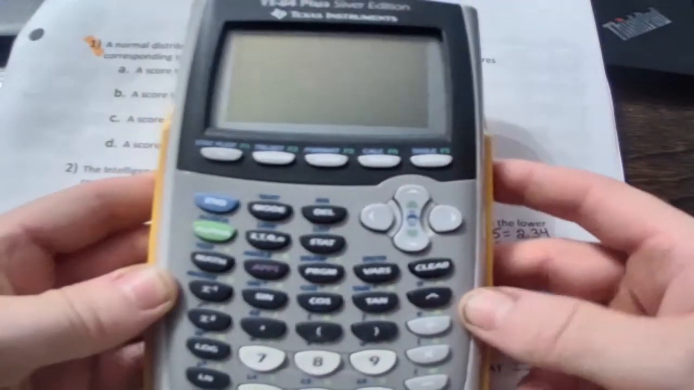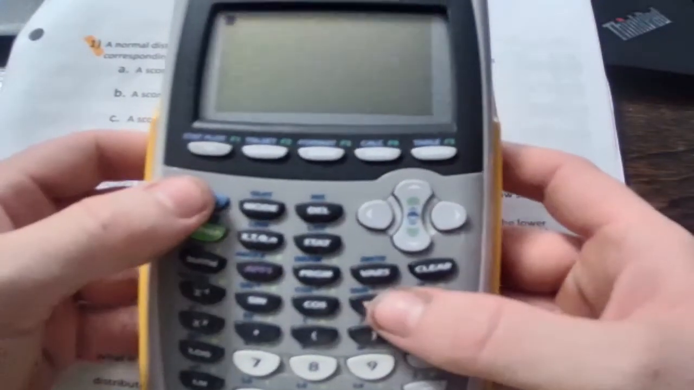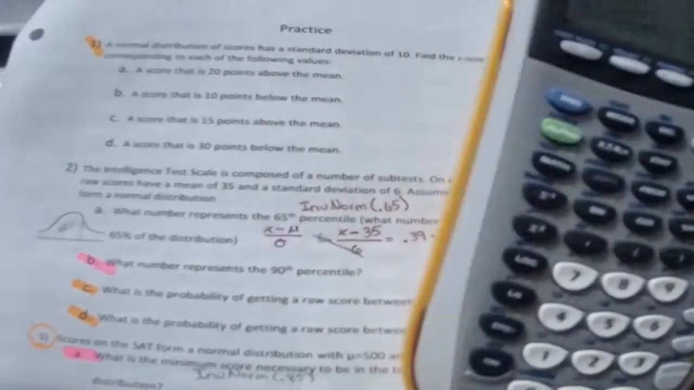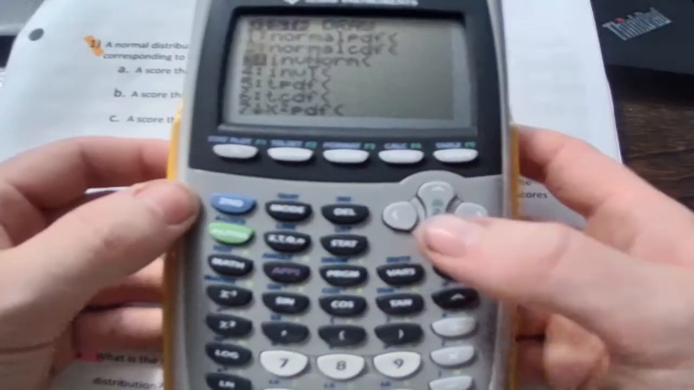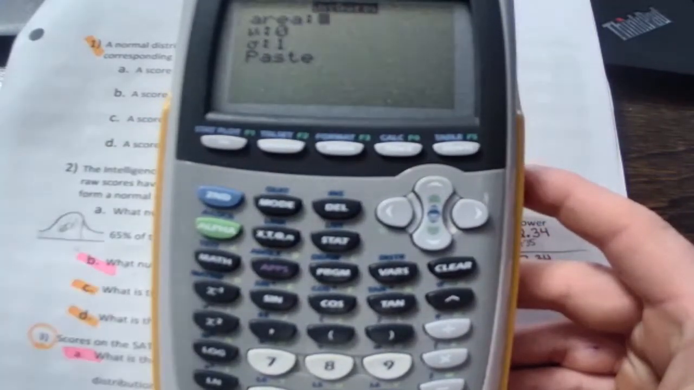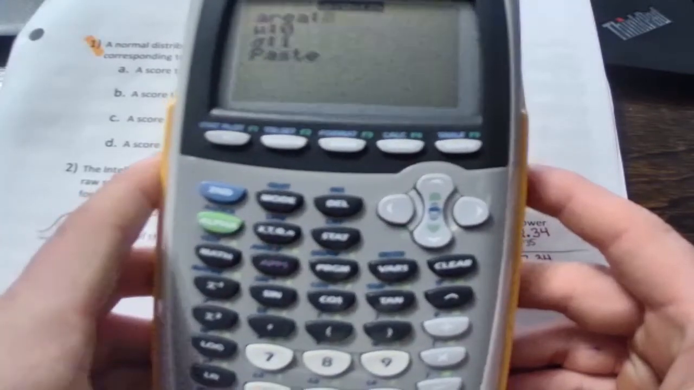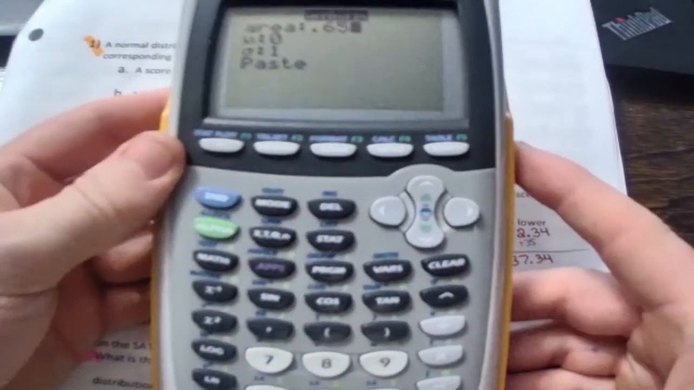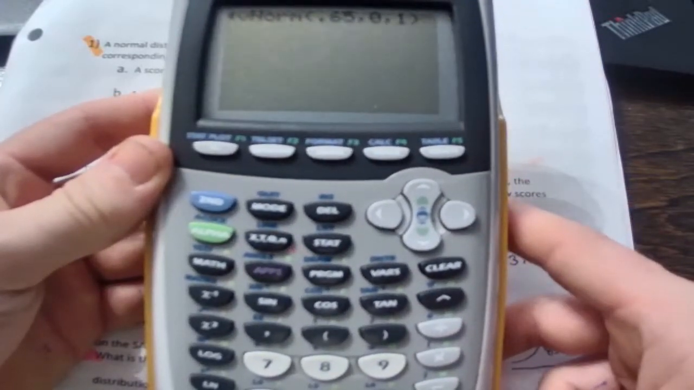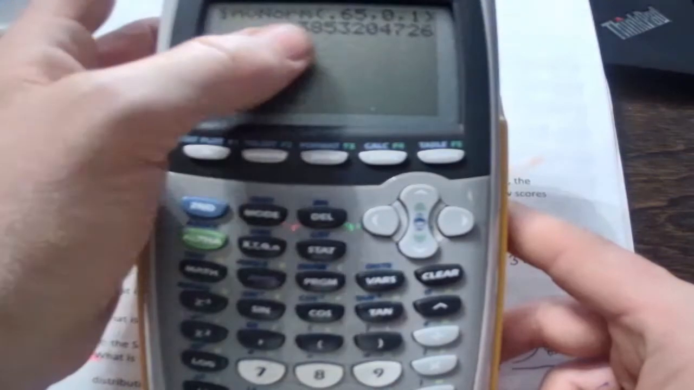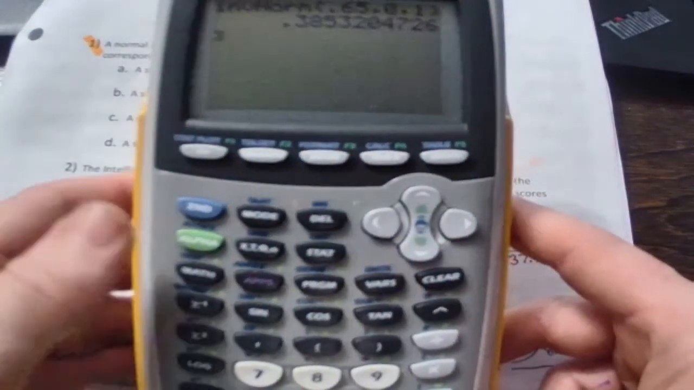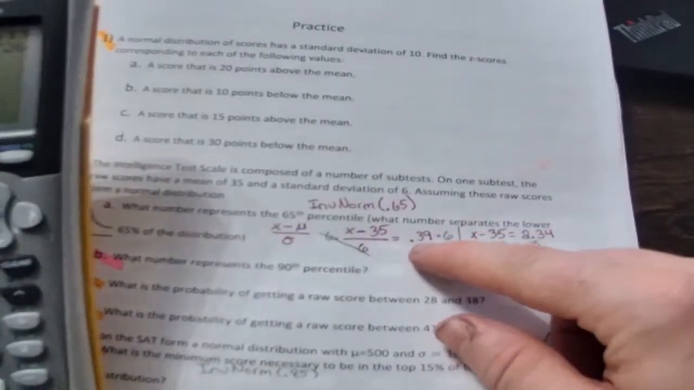So the way we do this, we do second vars. I want the inverse norm, which is number 3. The area is going to be whatever percent they gave us, so 0.65. And I use 0.65 because that's everything to the left side. Press enter, and I get 0.3853204, and so on and so forth. I ended up rounding to 0.39.